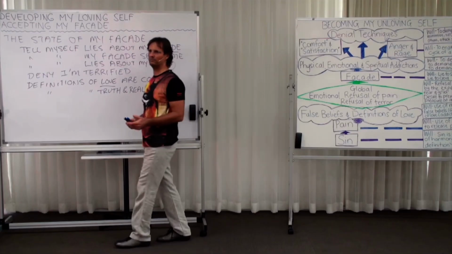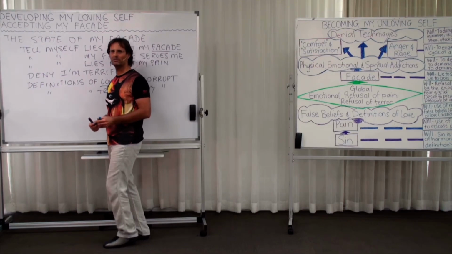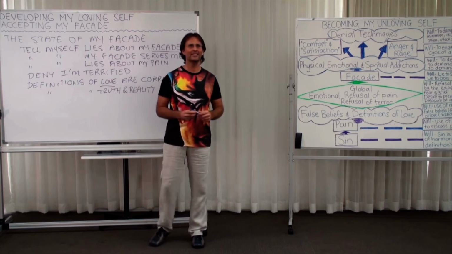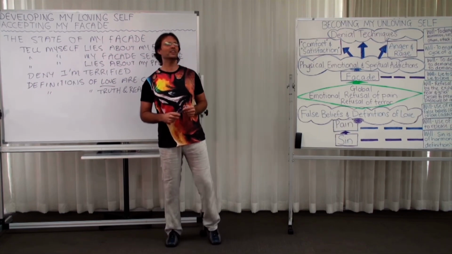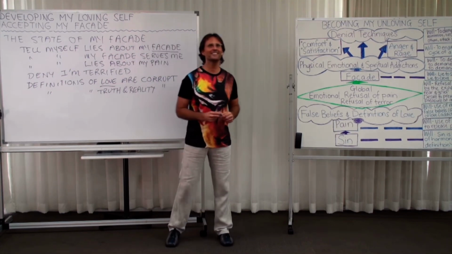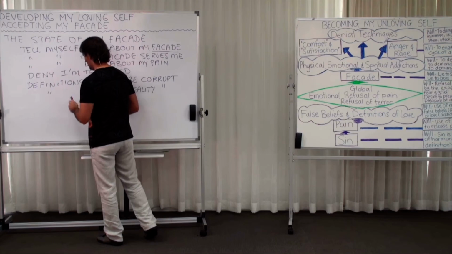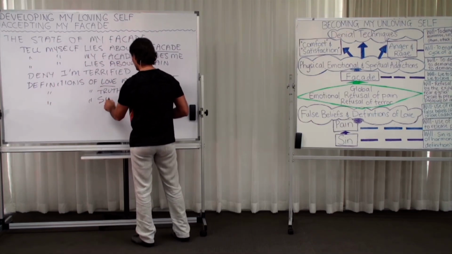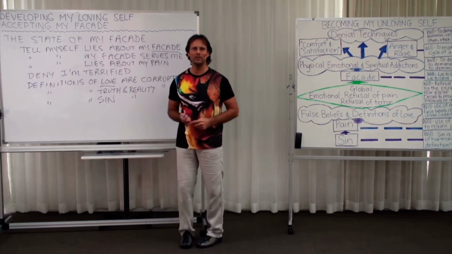Because we get to this definition of sin now, don't we? Right, so we go up the back there. My definitions of sin are corrupt. My definitions of sin are corrupt. Yep. So this is very important too. My definitions of sin are corrupt.